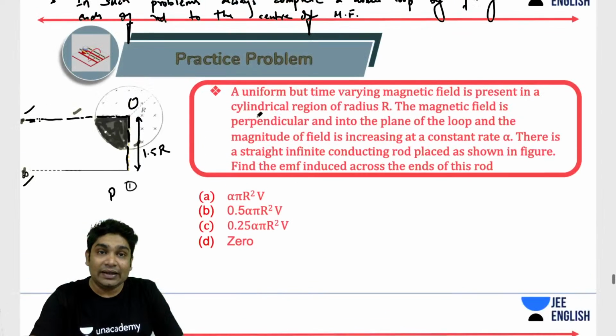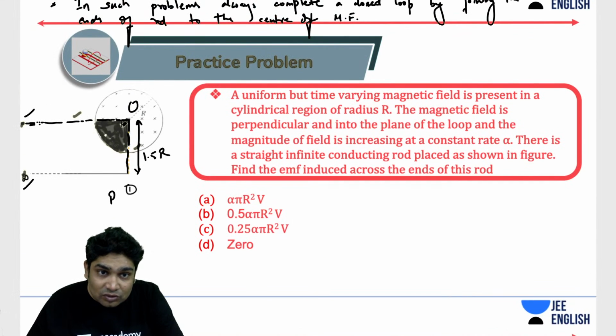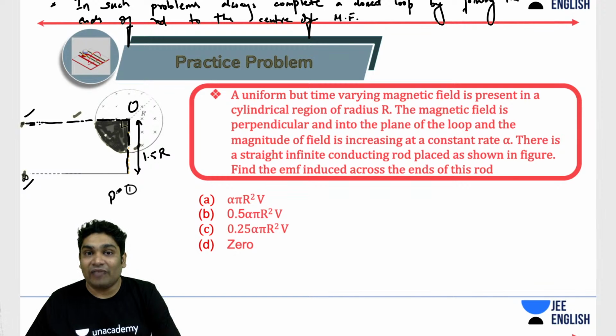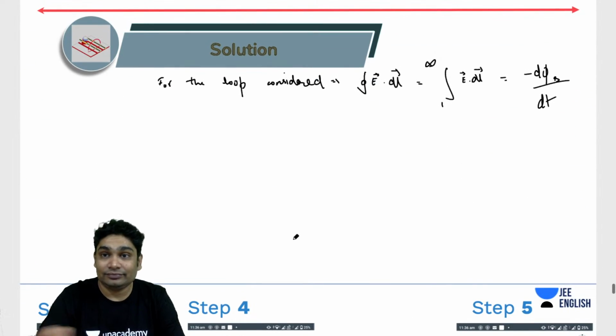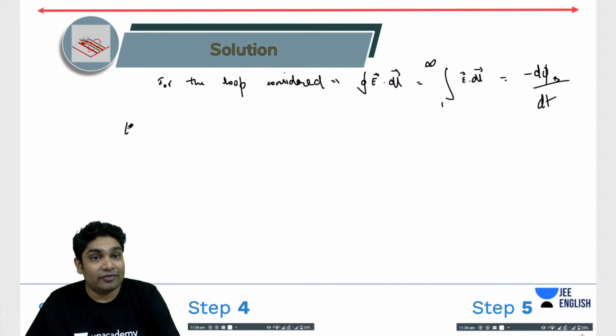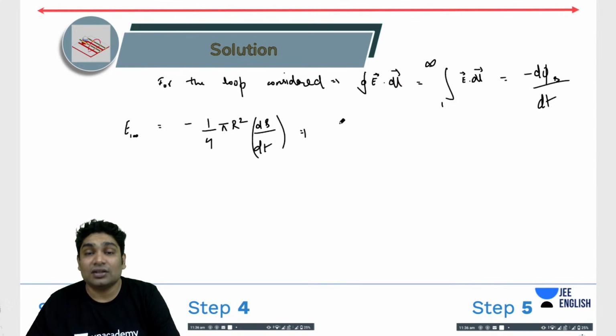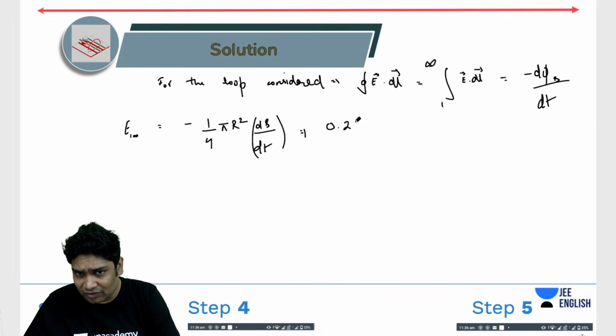And for this loop, the rate of change of flux would be the rate of change of flux through this quarter circle. From this quarter circle, it would have been 1 by 4. Again, answer would have been this. Okay, therefore, EMF in 1 and infinity, that infinite conductor, would have been minus 1 by 4 times pi r square times dB over dt. And dB over dt has been told to you as alpha. So considering only the magnitude, it doesn't matter which end is at higher potential, which end is at lower potential. So 0.25 pi r square alpha, that would have been.